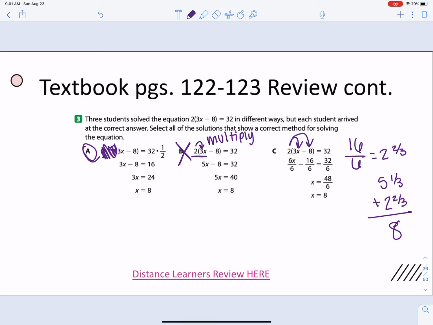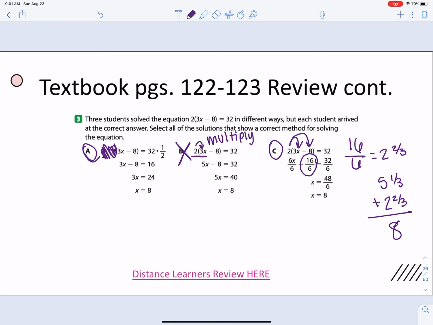I wouldn't really advise you to do that, because a lot of people might forget this step here. They might just divide the variable term by the coefficient and forget about the other term that's on the same side. So student C is technically correct in what they did. It's just a roundabout way of going about it. But they are correct.